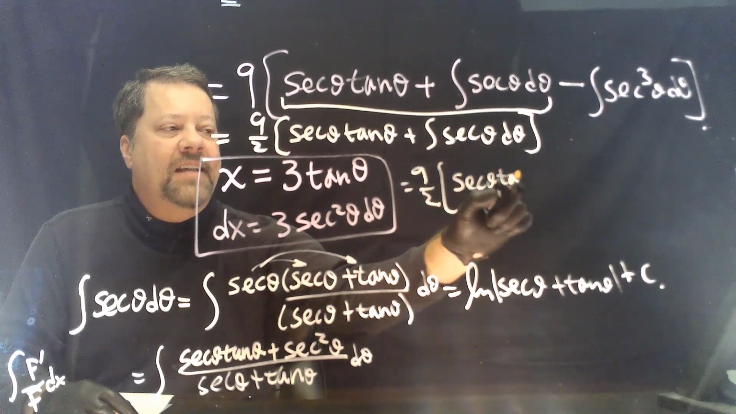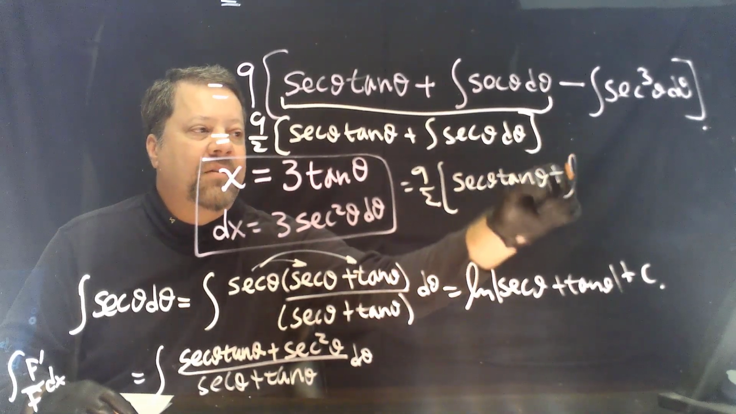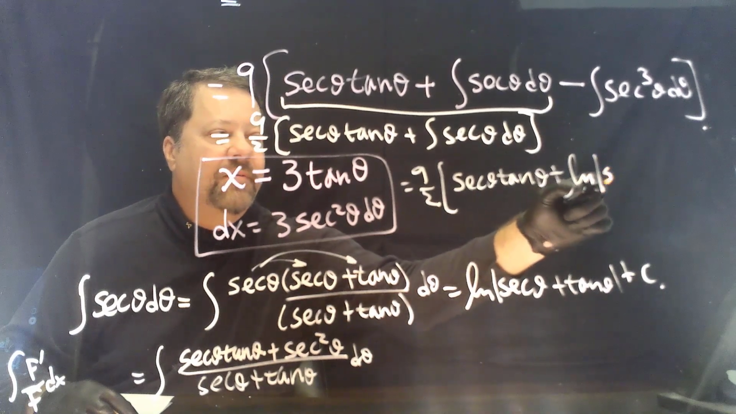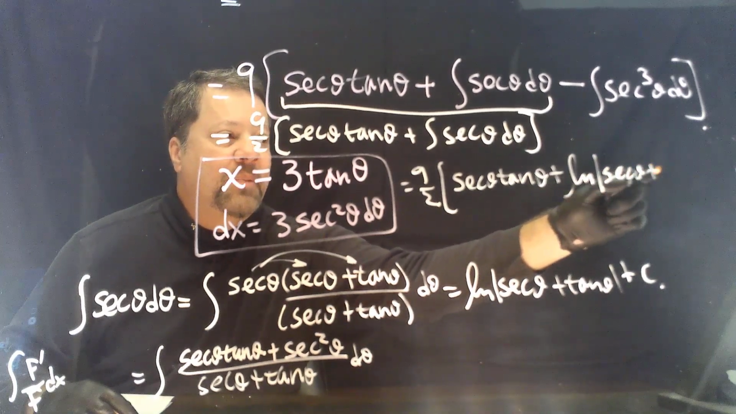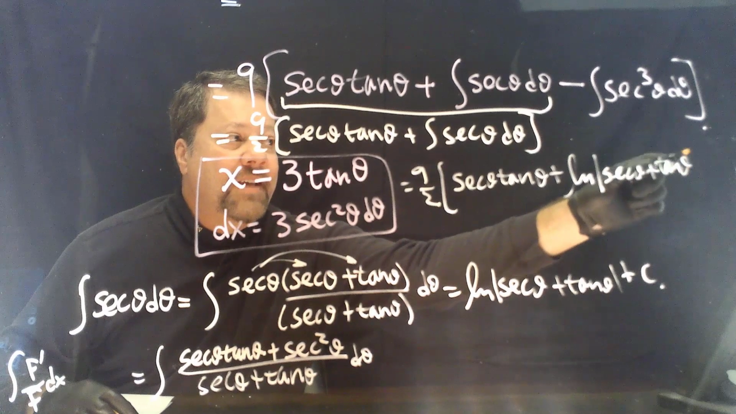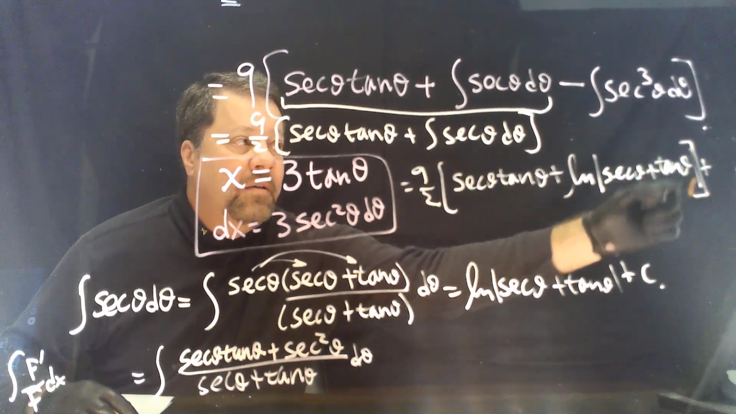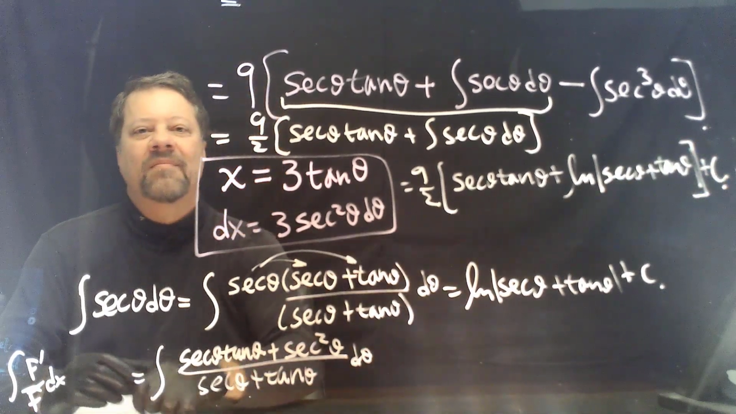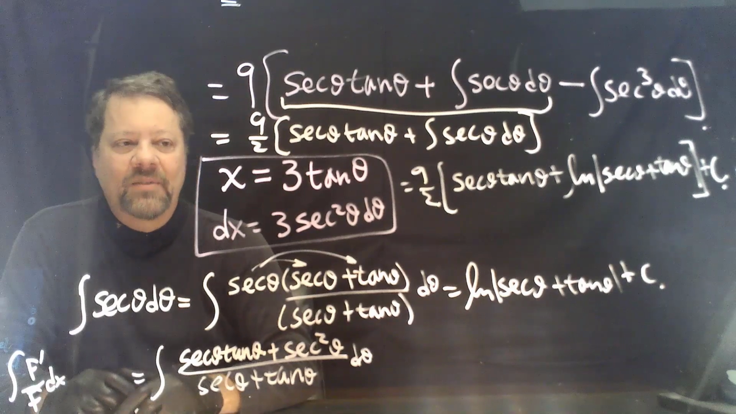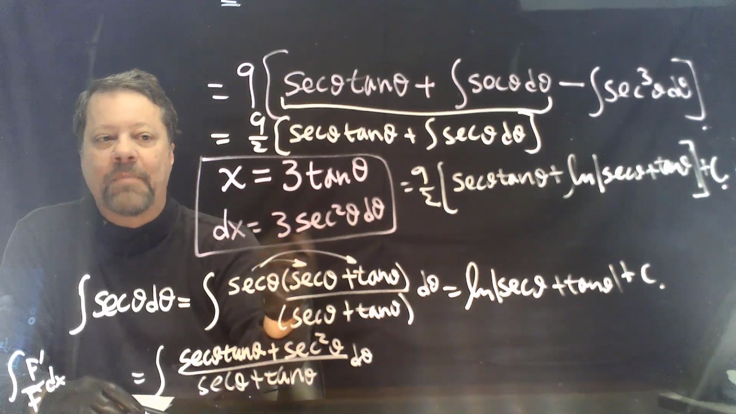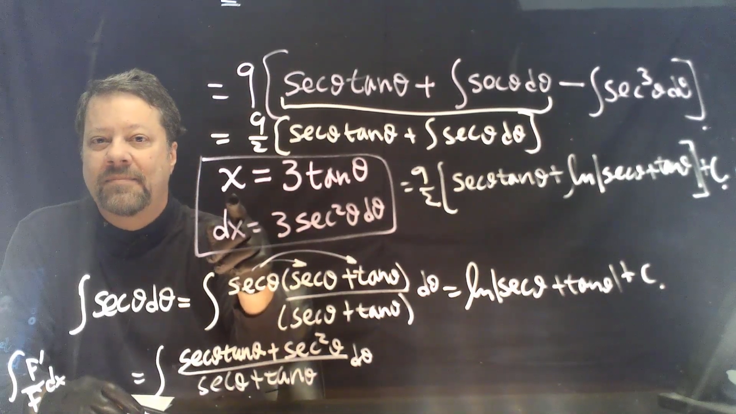secant theta tangent theta plus the log of the absolute value of secant theta plus tangent theta plus c. At this point, we need to use a triangle to convert back to x.